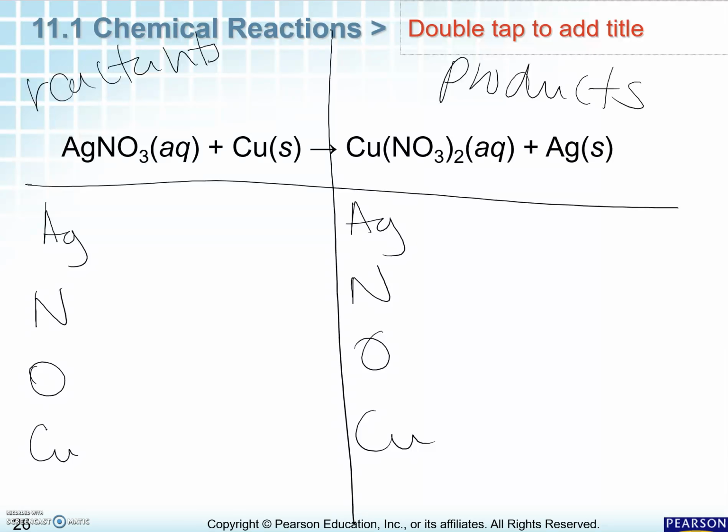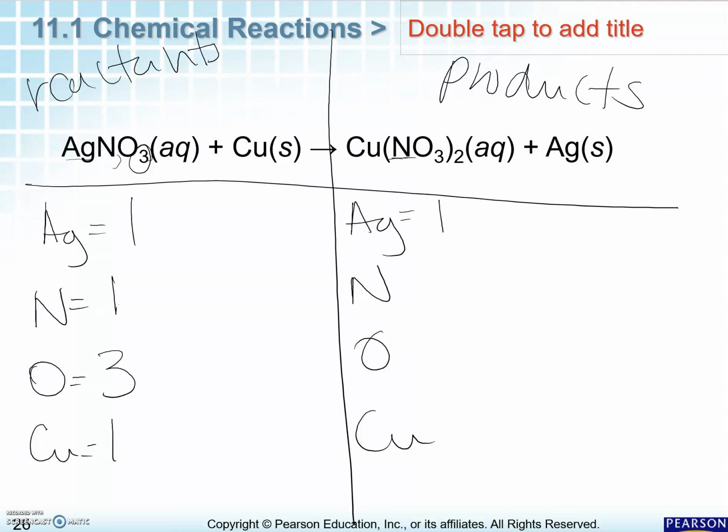So according to our equation here, Ag has no subscript, so that means it has 1. Nitrogen has no subscript, so that means it's also a 1. Oxygen finally has that subscript of 3. And copper again has no subscript, meaning there is 1. Now we are going to do the same thing on the product side. We have Ag, once again, no subscript, so that is a number 1.